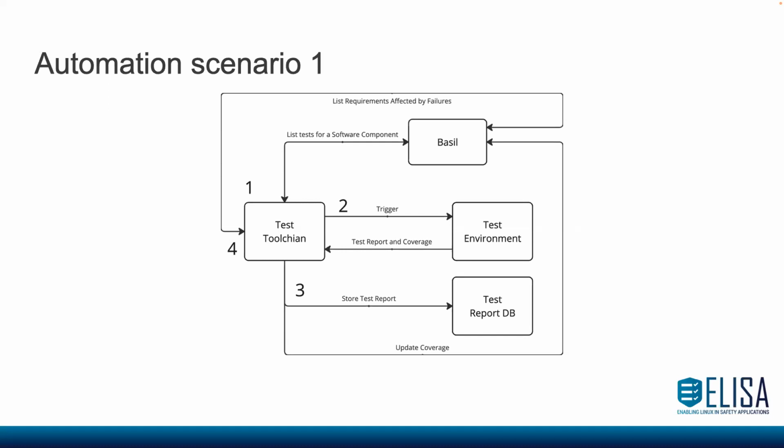At that point, we calculate and update test coverage, and we also have test results. So we can store test results in our database, and we can update Basil with the newly calculated test coverage. Finally, we can use failures to list requirements affected by failures, and we can list requirements with gaps in test coverage. So Basil can help in that kind of scenario.